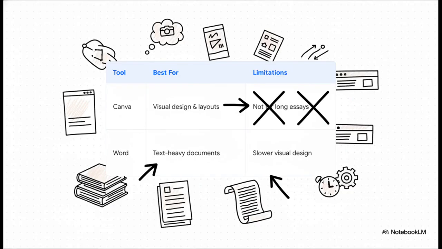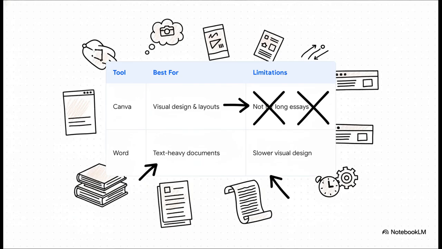When you're picking the right tool for the job, it really helps to know what it was actually built for. Canva's huge strength is that it operates entirely in your web browser. No heavy software required whatsoever. It's an absolute powerhouse for visual design, flyers, social media posts, and super fast layouts. But it definitely has its limitations.